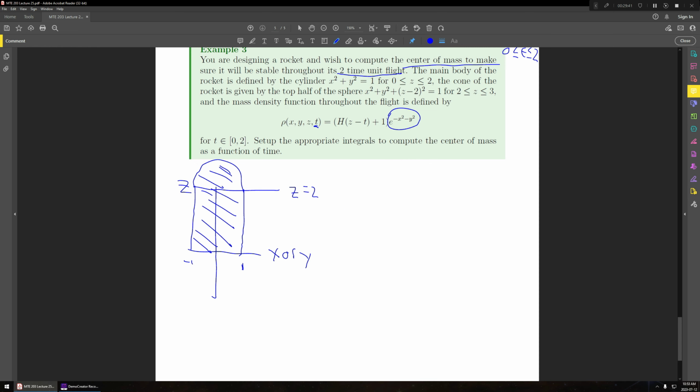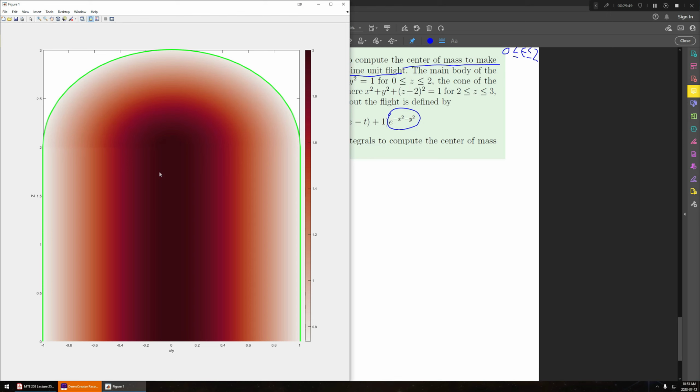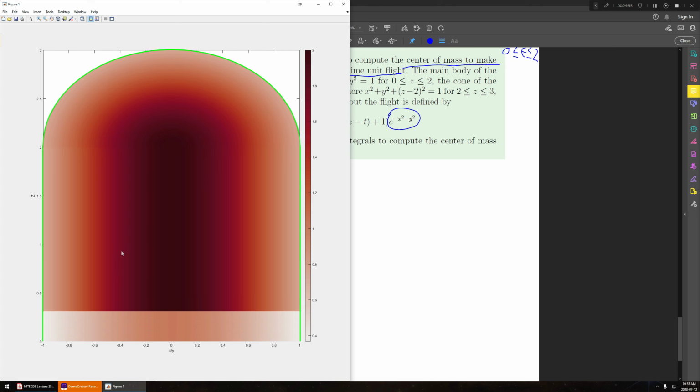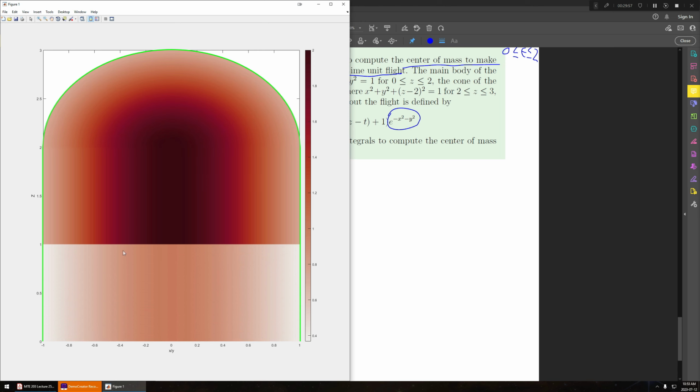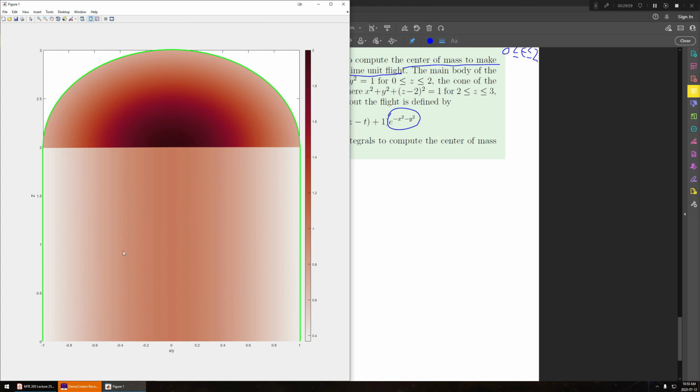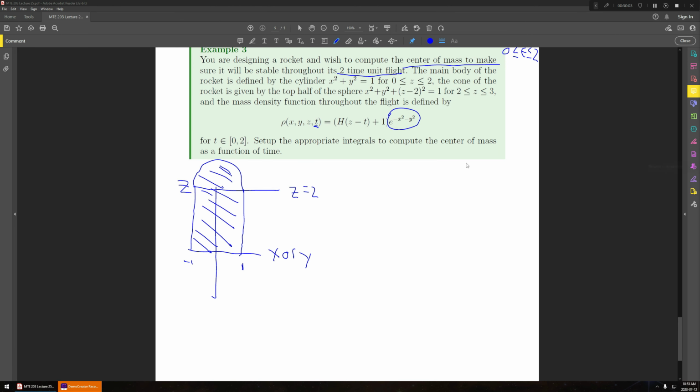If you want stronger visualizations, I've done this in MATLAB. There we go. This is what the thing looks like. This is at time equals 0, so x and z. As time goes up, I use up my fuel, and there's this sharp transition as it goes here, and at the end I stop at this point. Okay, so that's the thing I want to find the center of mass of.